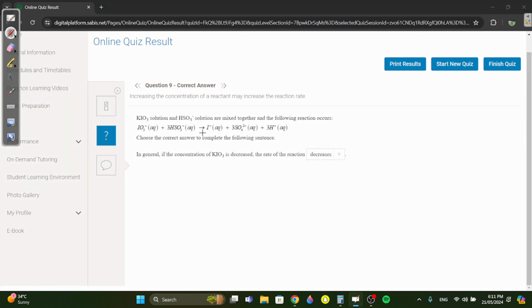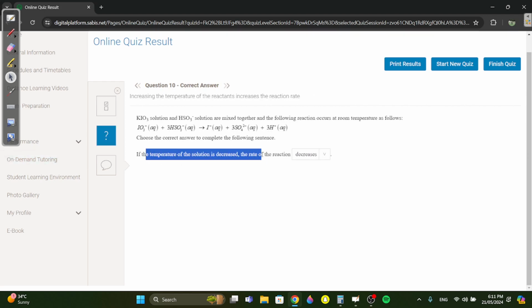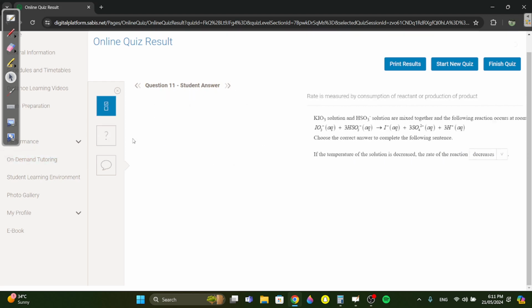In general, obviously if concentration decreases, the rate of reaction decreases. Hold on, I'm going to go through them quicker. The next one, I think it was pressure. Temperature decreased, and the rate of reaction will decrease.